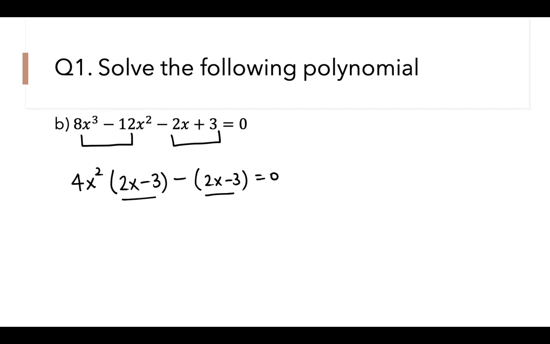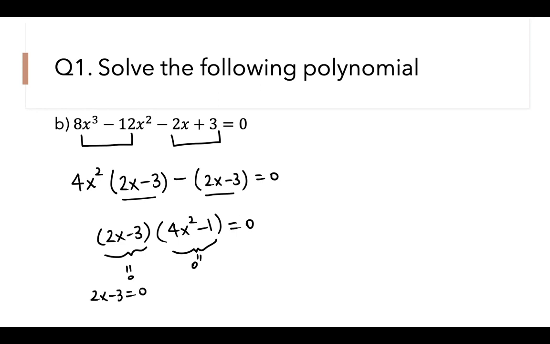As you can see, these two are a common factor. So let's put them together. So 2x minus 3, and then the remaining one will be 4x squared minus 1 equals 0. Now you're going to let each bracket equal 0. So then 2x minus 3 equals 0. So x is 3 over 2. That's my one answer.